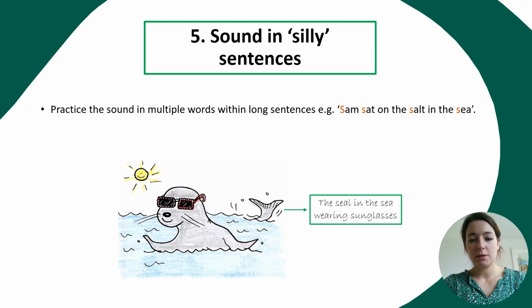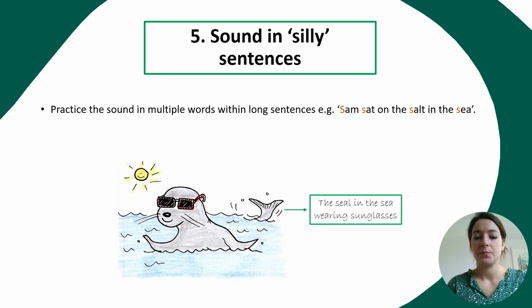Once the child is able to produce the sound in all word positions in short sentences, increase the complexity of these. The next stage is making silly sentences, where you practice the sound in multiple words and positions in long sentences. You could also use tongue twisters. Remember, use your prompts throughout. For example, the seal in the sea wearing sunglasses.